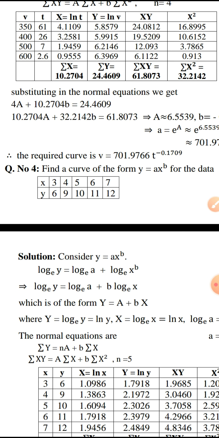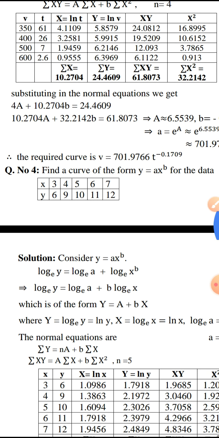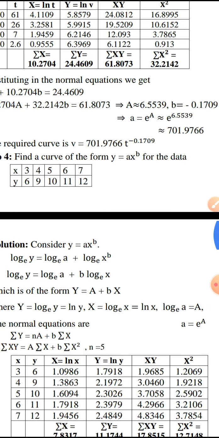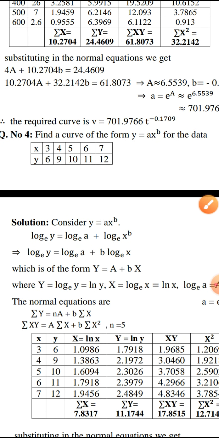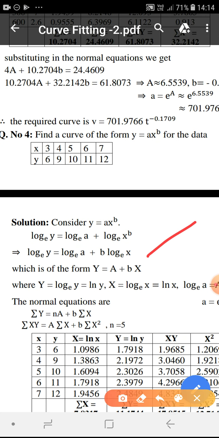Again, to calculate a and b, first we reduce this equation to the equation of a straight line, for which we have to take log on both sides to the base e. So log y to the base e will be equal to log a to the base e plus log of x power b to the base e. Log y to the base e will be log a to the base e plus b into log x to the base e. In this left side you can take it as capital letter Y, log y to the base e, or ln y.